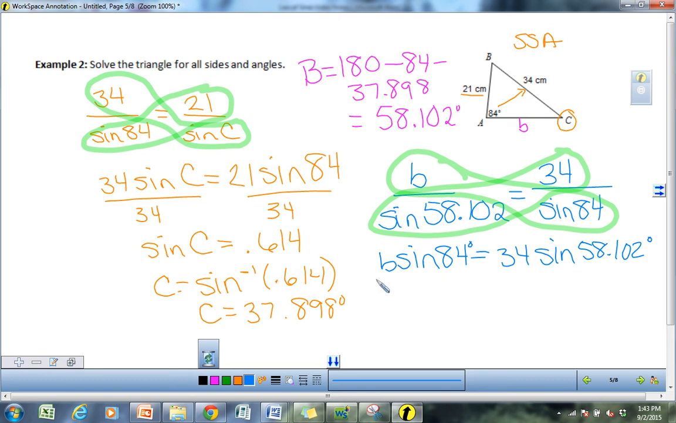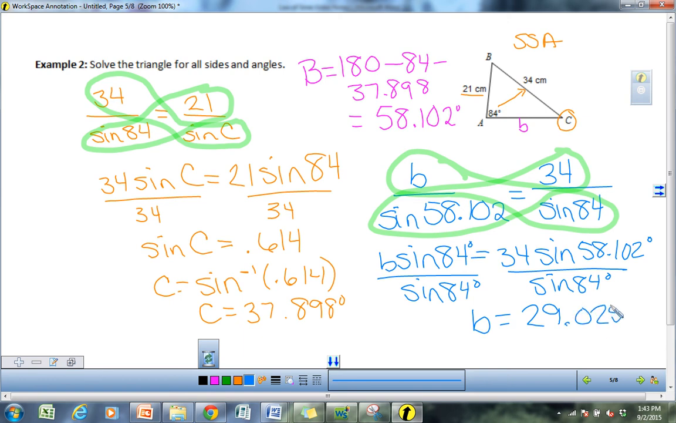Now I'm going to divide by sine 84 degrees. Divide by sine 84. And when I put in my calculator, I'm going to 34 times sine 58.102. Hit enter, and then divide by sine 84. So, little b equals 29.025. If it was labeled, oh, it is labeled centimeters.